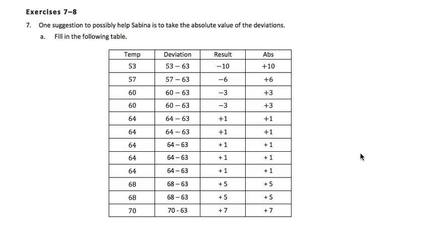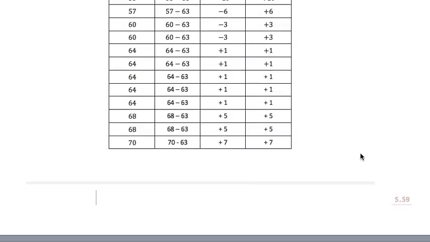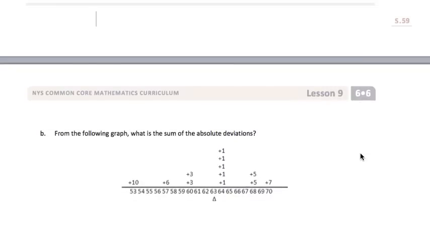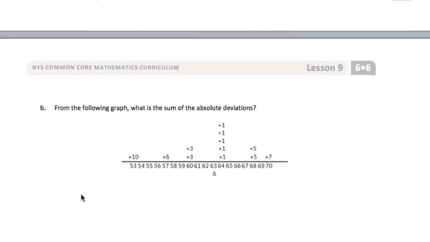Now, if we go back to our graph, we can find the sum of the absolute values of the deviations, or what we call the absolute deviations. And the sum of the absolute deviations would be 44.